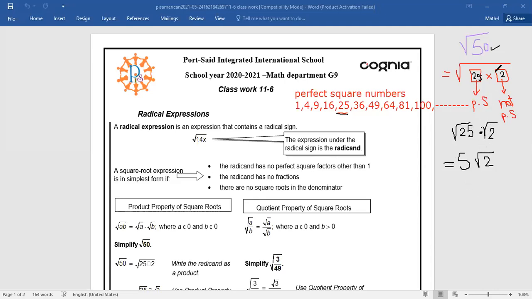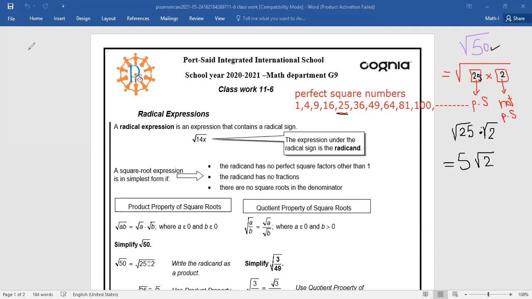Again, if the number wasn't a perfect square number, we have to search for 2 numbers. One of them is perfect, the other is not perfect. Search in the perfect square numbers. If you can find it directly, it's okay, 25. If you can't, then you can use another way.